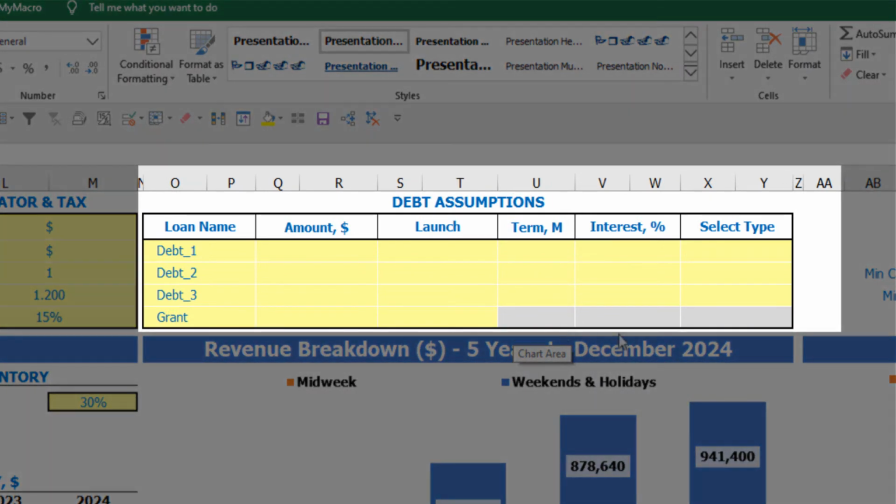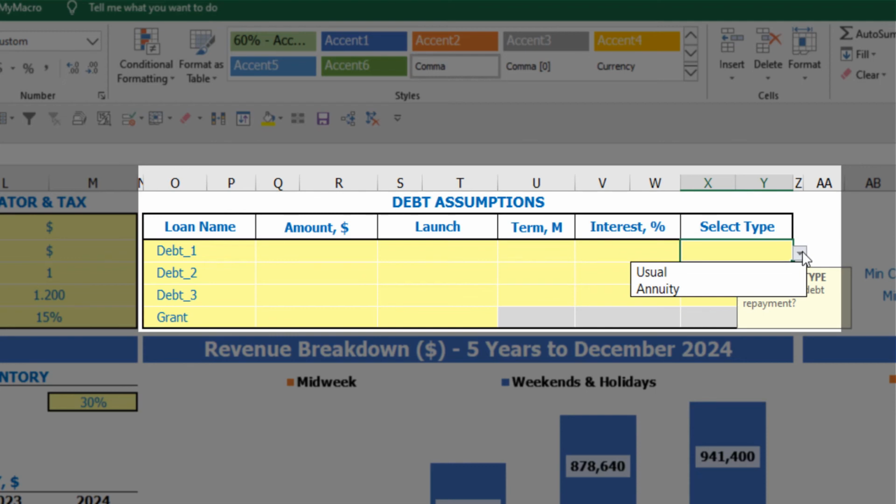Also on the top of the dashboard you have debt assumptions. Let me show you how it works. For each debt we are able to select the debt type. There are two debt types in the model, which are annuity and usual. Annuity means that each monthly payment, which consists of your debt repayment plus interest expenses, will be equal each month. In case you select usual, your main debt repayments will be equal parts, and interest will be just interest on the debt's closing balance.